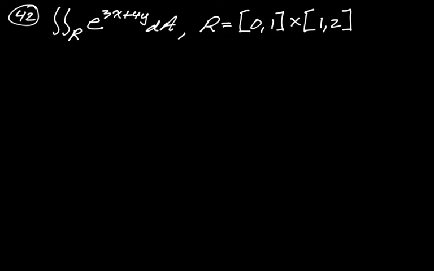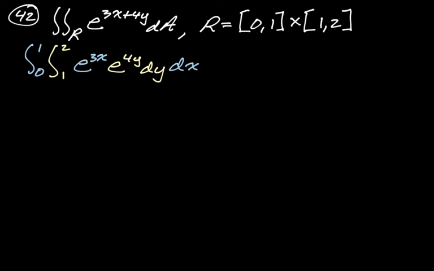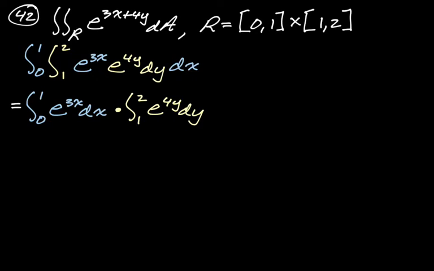So I'm going to start off by just writing my double integral like so, and then I'm going to split it and just multiply the results. So we get the integral from 0 to 1 of e to the 3x dx times the integral from 1 to 2 of e to the 4y dy. So use substitution or reversing the chain rule, however you like to think about this.